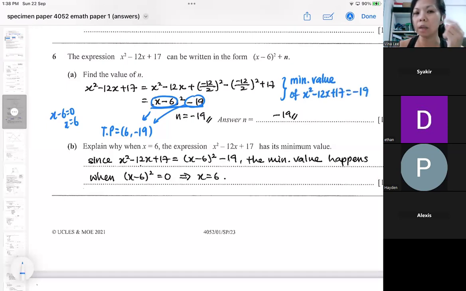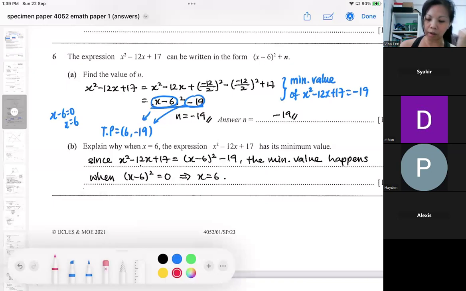If they ask you for the minimum value and you give the turning point, you are not answering the question, you will get 0 marks. Make sure you answer the question. They can ask you for the turning point, they can ask you for the minimum value. You answer accordingly, never answer the question like that.